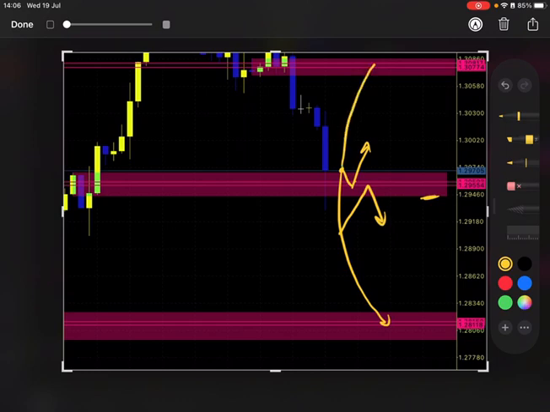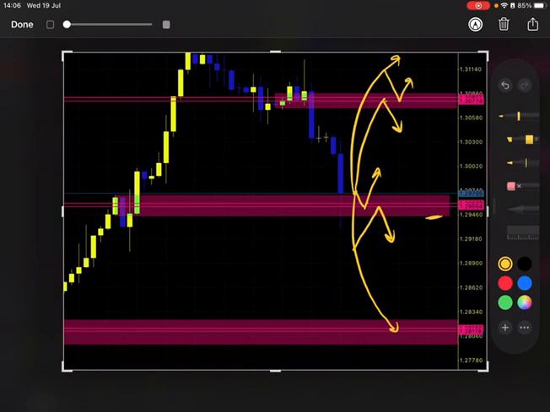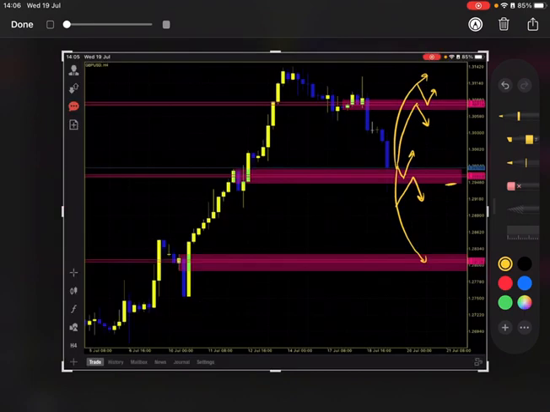Vice versa, same thing. If it comes into our sell zone and respects it, this is an engulfing buy that failed. Okay, so if it comes into our sell zone and respects it, potentially we can look for a sell down. But if it breaks above, then it might want to test a higher area.